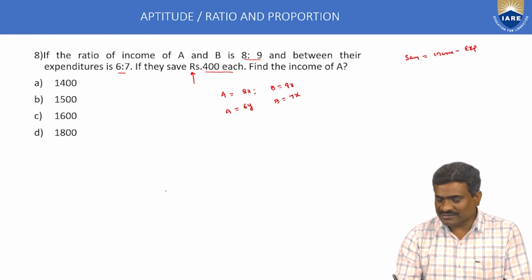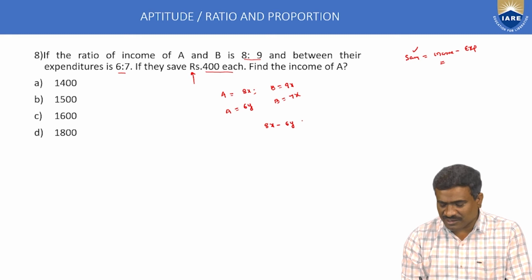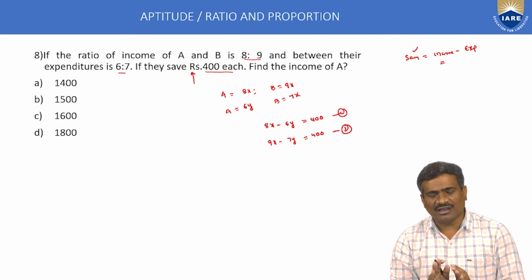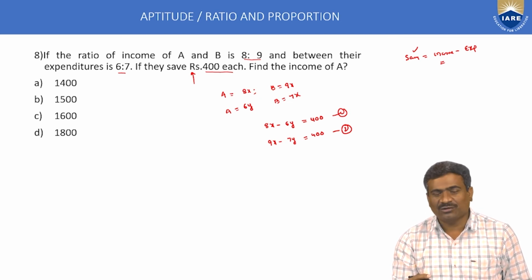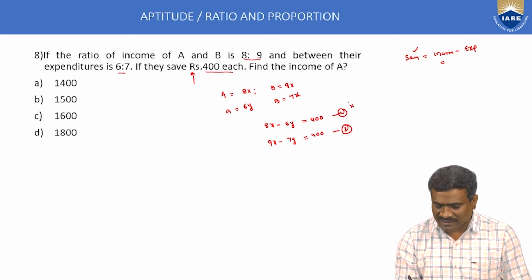Next method, saving is equal to income minus expenditure. A saving is A income minus A expenditure: 8x minus 6y is equal to 400. Equation number 1. B saving: 9x minus 7y is equal to 400. Equation number 2. A saving and B saving. Here calculate the x and y variables. Equation 1 multiplied by 7, equation 2 multiplied by 6.